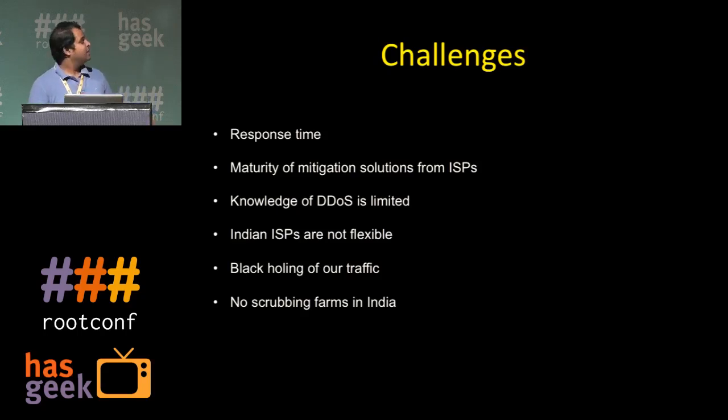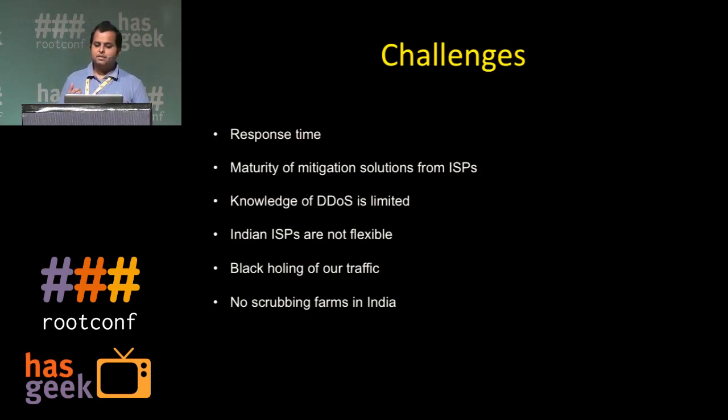But not everything can be automated. So response time, again, is a challenge. The second is maturity of mitigation solutions from ISPs. All the ISPs we've talked to, all the third-party mitigation providers we've talked to, everybody is reselling the same solution. It's basically Arbor Box, and they're just selling a subscription for that. And the solution that they have actually works very well for layer 4, but does not do anything at layer 7.